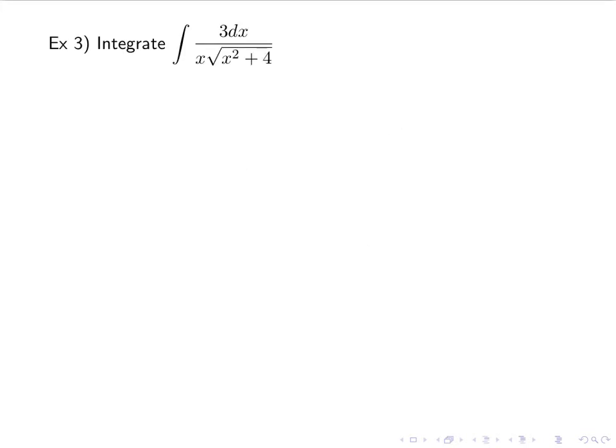All right, let's try another one. The integral of 3 dx over x times the square root of x squared plus 4.